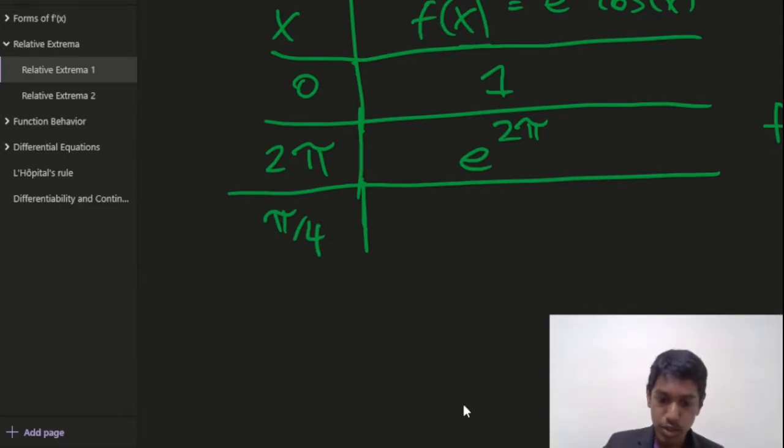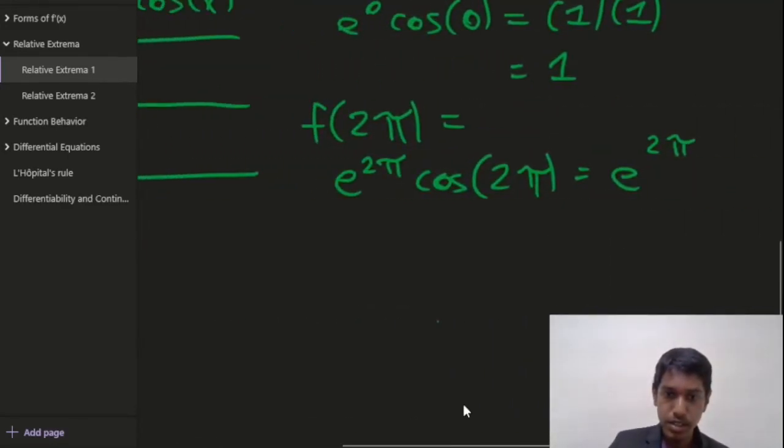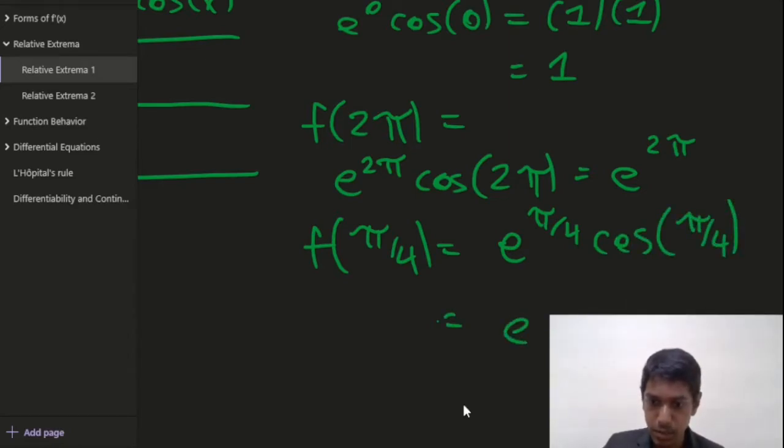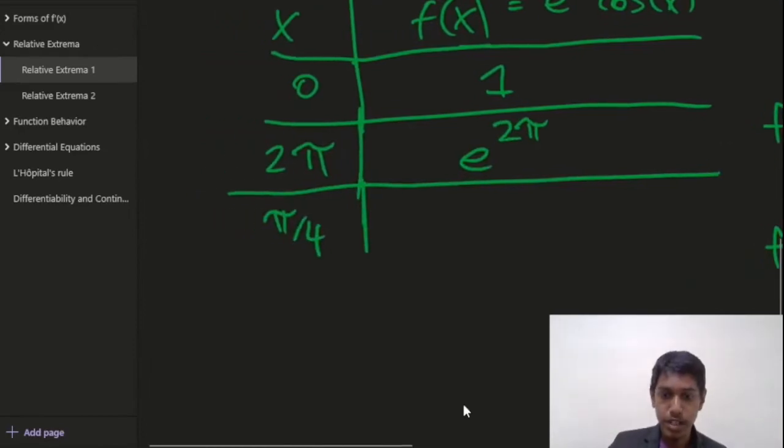Let's figure out what the value will be. You've got e to the pi over 4 and then cosine pi over 4. And that will simplify to e to the pi over 4 multiplied by root 2 over 2. Okay, so I'm just going to write that down.